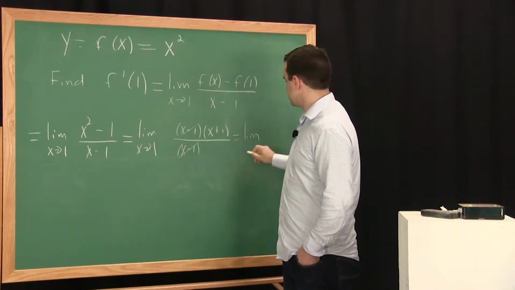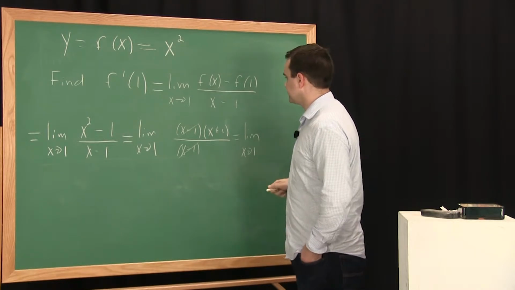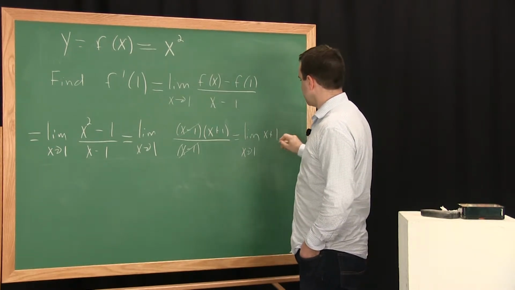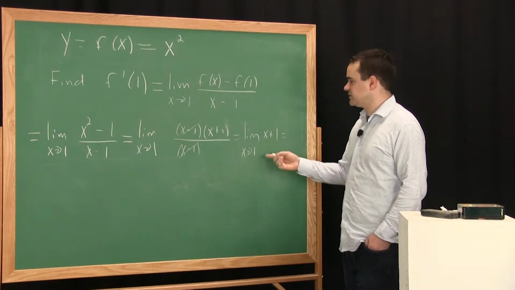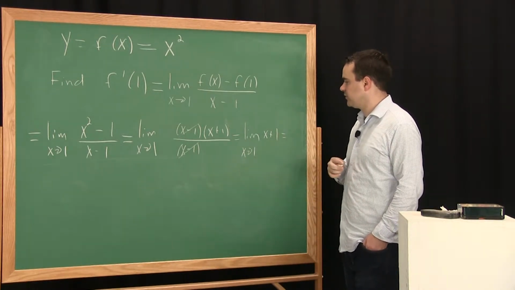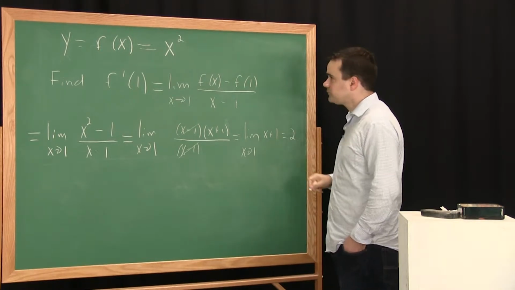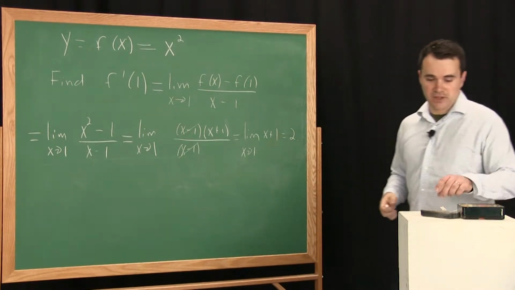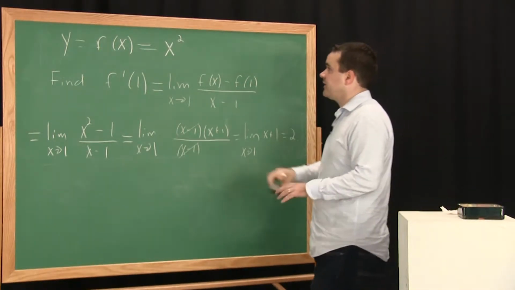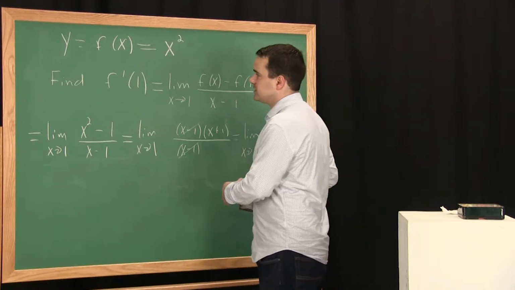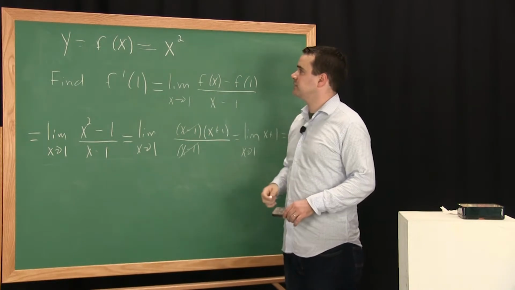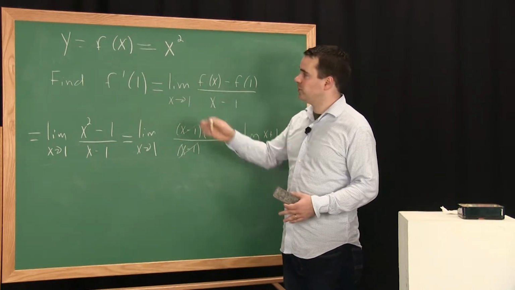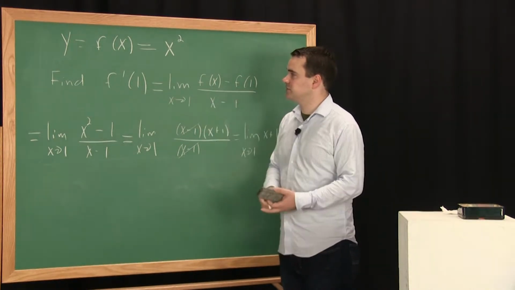So you end up with just the limit as x goes to 1 of x plus 1. And here now you really can plug in, because there's no indeterminate form. You just plug in the number x equals 1, and you get 2 as the answer. So the derivative of x squared at x equals 1 is equal to 2. That's telling you the slope of the tangent line of x squared is equal to 2 when you're at the point x equals 1.